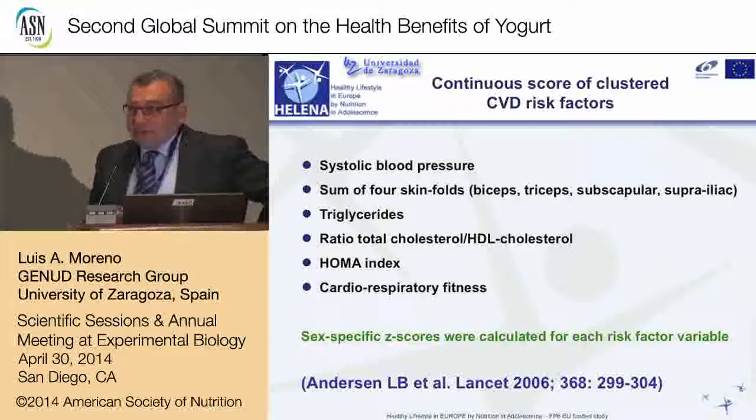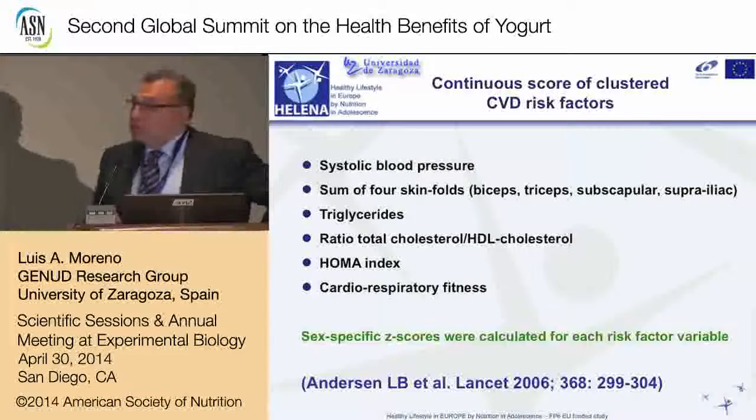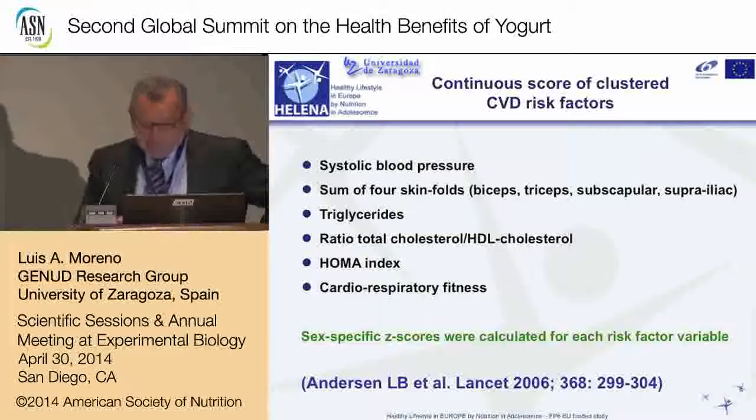With all these variables we measured, at the end, we computed a continuous score of clustered cardiovascular disease risk factors, as was suggested in this publication in 2006. So the variables we considered were systolic blood pressure, the sum of four skinfolds we measured also in our study, triglyceride serum concentrations, the ratio of total cholesterol to HDL cholesterol, the HOMA index, and also cardiorespiratory fitness. So we computed first sex-specific z-scores, and then we added up the z-scores of the different variables.